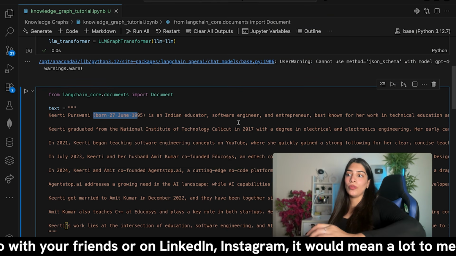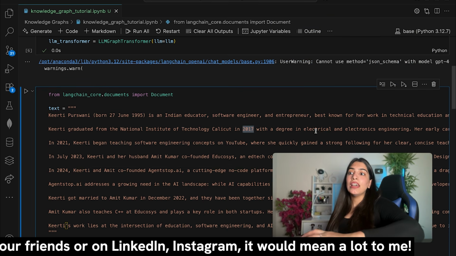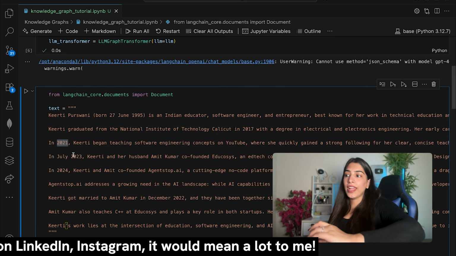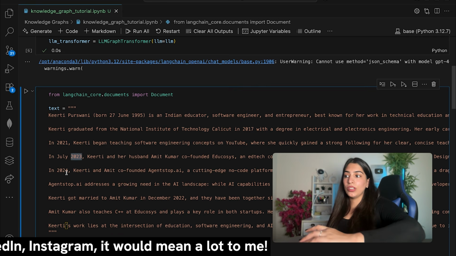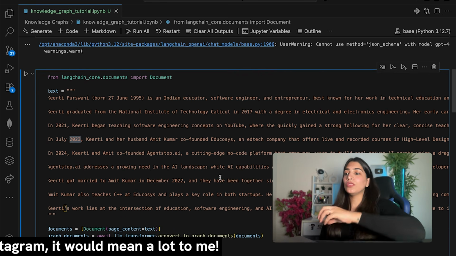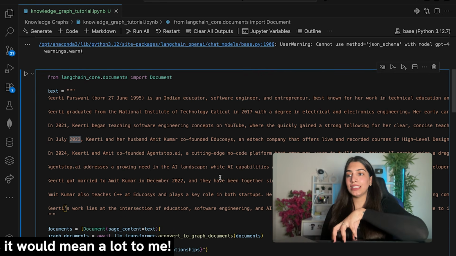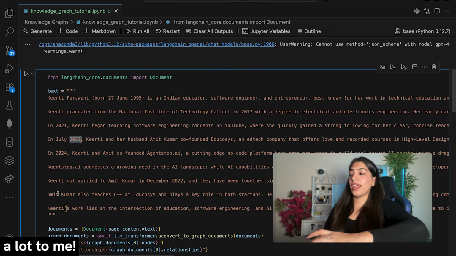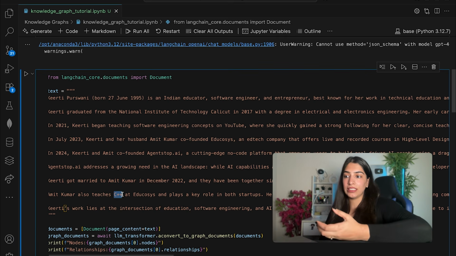That is, when I was born, when I passed out from NITC, and my degree was in electrical and electronics. When did I start teaching? When did I start working? When did we found Educosys? So it really depends on what the LLM finds more important in the text that you have given, right? Like I had written that Amit teaches C++, but it did not pick up all of these little things, right?